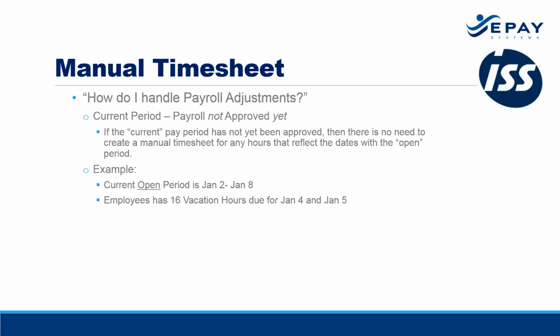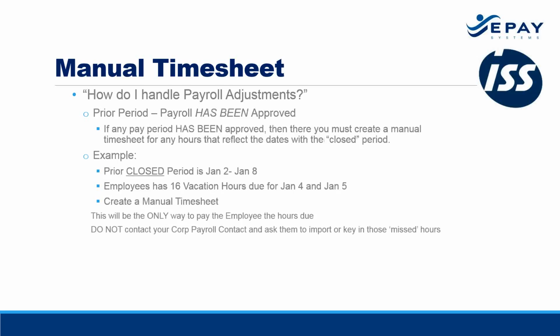So, if the current open period is January 2nd to January 8th in my scenario here, and the employee has 16 hours due for him or her on the 4th and 5th, then just go to the 4th and 5th as an open period and enter those hours. There's no need to go and create a manual timesheet. Although the dates have passed, that's perfectly fine, but that period is still open. So please go ahead and just treat it on your current regular timesheet.